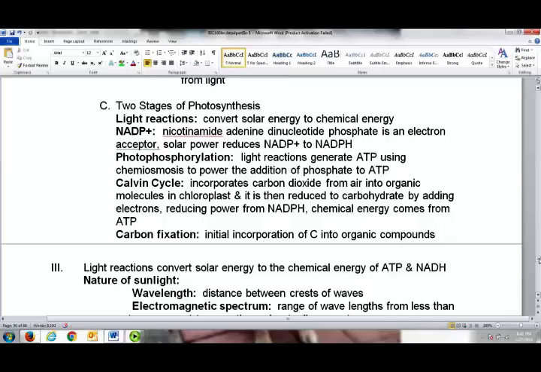With photophosphorylation, you use the light reactions to generate ATP, and you use chemiosmosis to power the addition of phosphate to ADP.